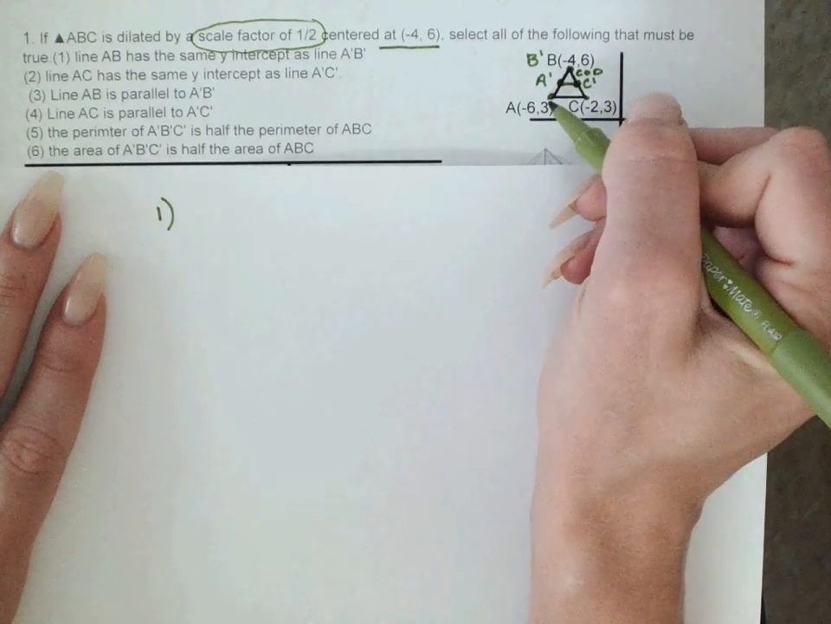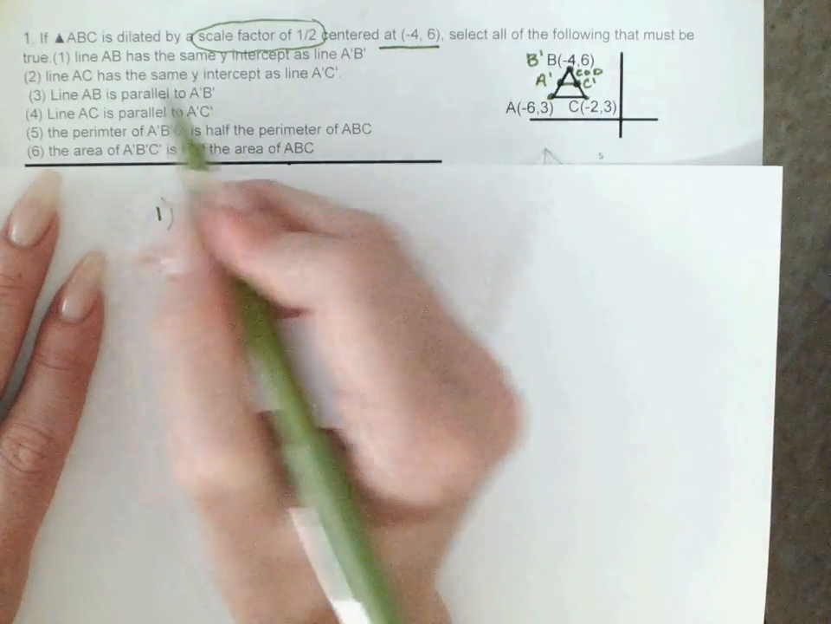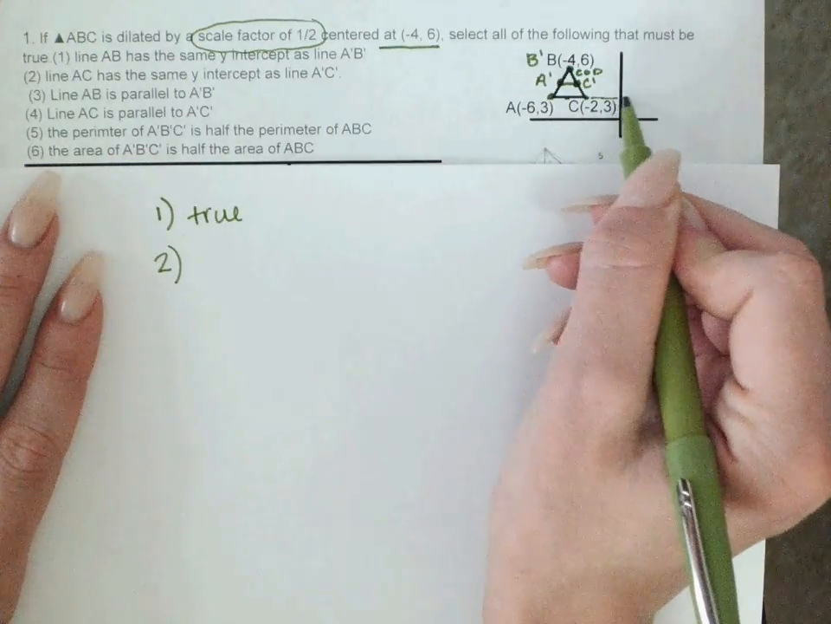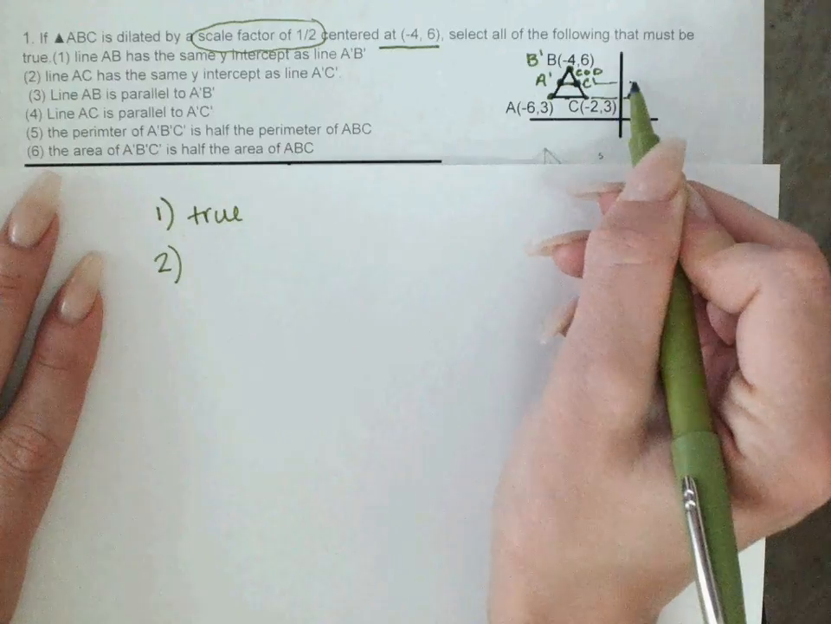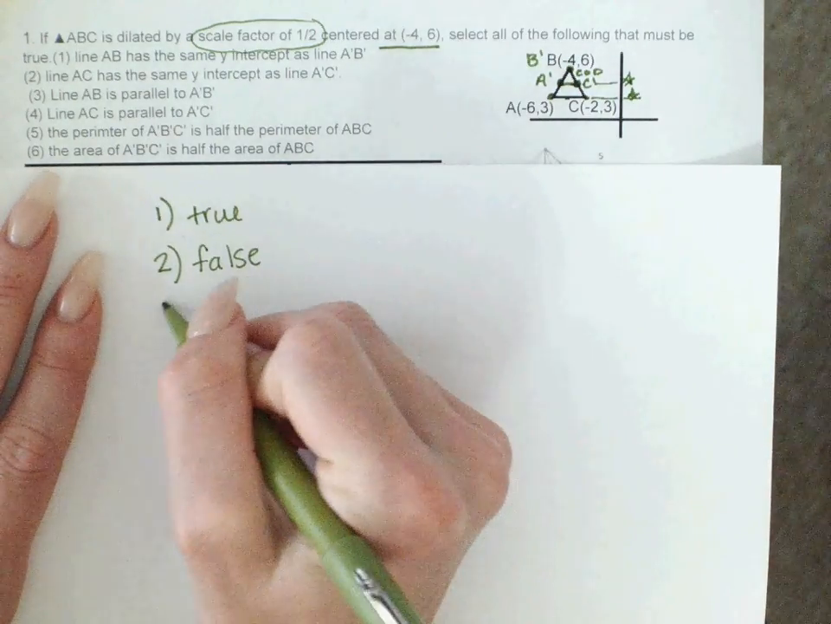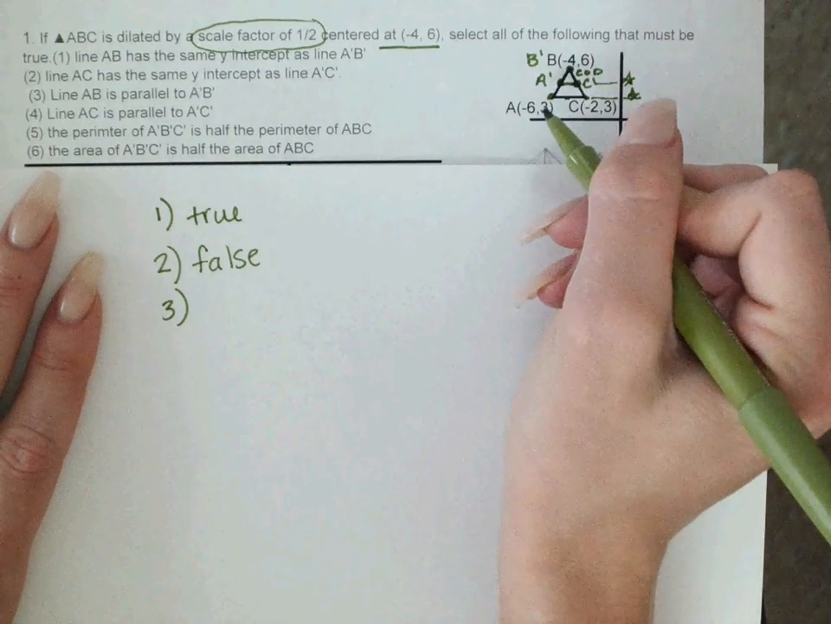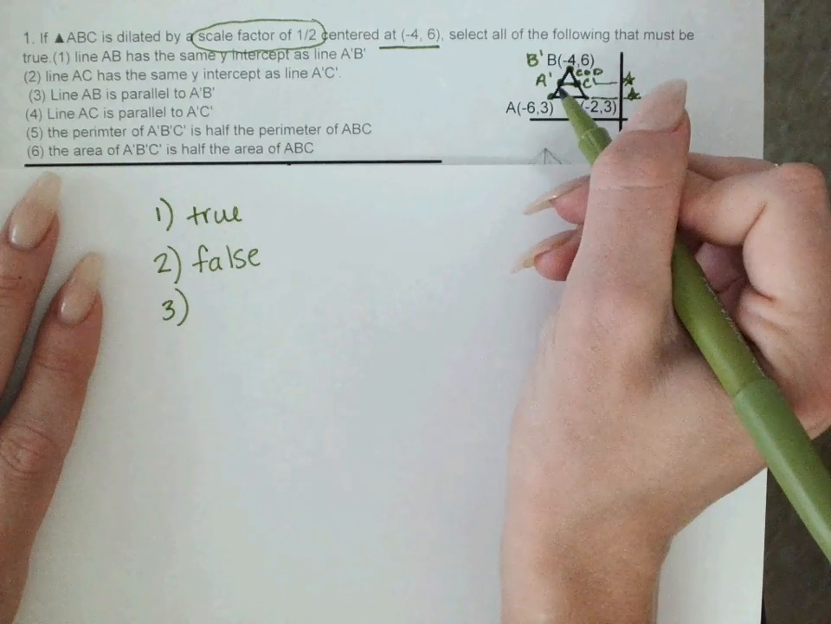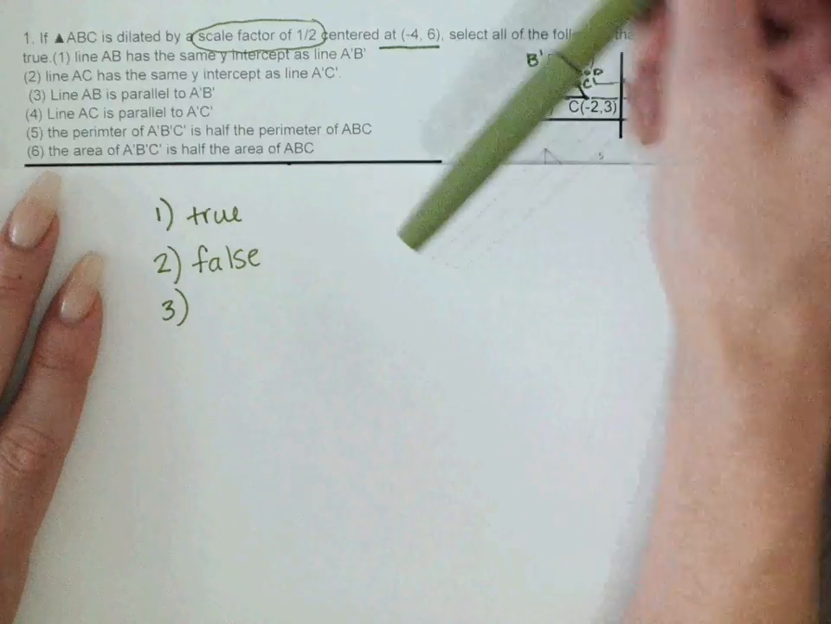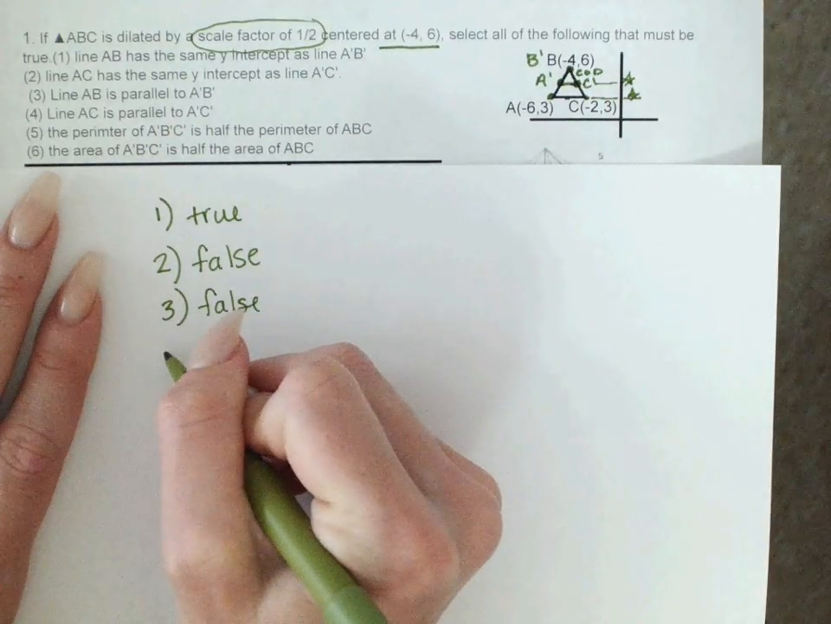So if I go through and look at my options, one says that AB has the same y-intercept as A prime, B prime. Well, obviously that's true because the line A to B is the exact same line as A prime to B prime. So that will be true. For the second one, AC will have the same y-intercept as A prime, C prime. Obviously not, because AC would have a y-intercept here, A prime, C prime would have a y-intercept here. So those are obviously different.